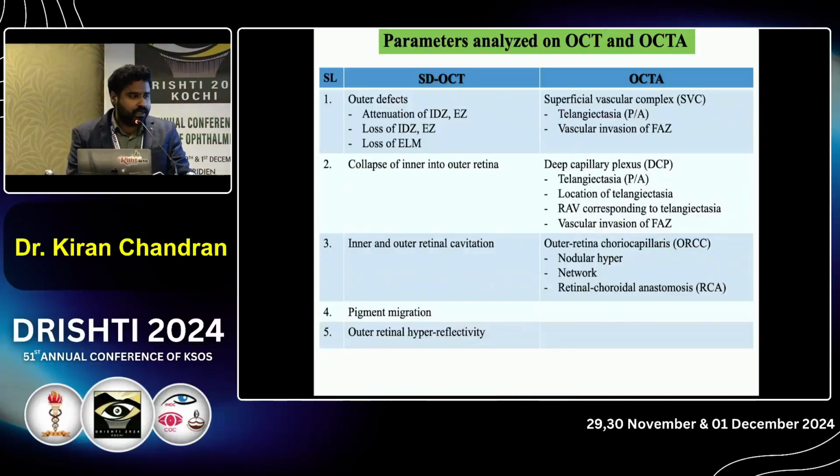So the following parameters were studied using OCT, that is outer retinal defects in the form of attenuation, where there is no obvious loss of any layers, but there is patchy loss. Then coming to loss of IDZ and EZ and loss of external limiting membrane. Then collapse of the inner into outer retina, inner and outer retinal cavitations, pigment migration, outer retinal hyperreflectivity.